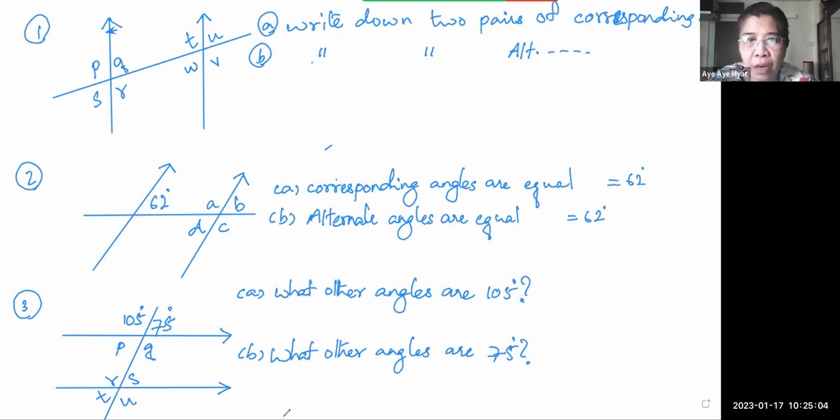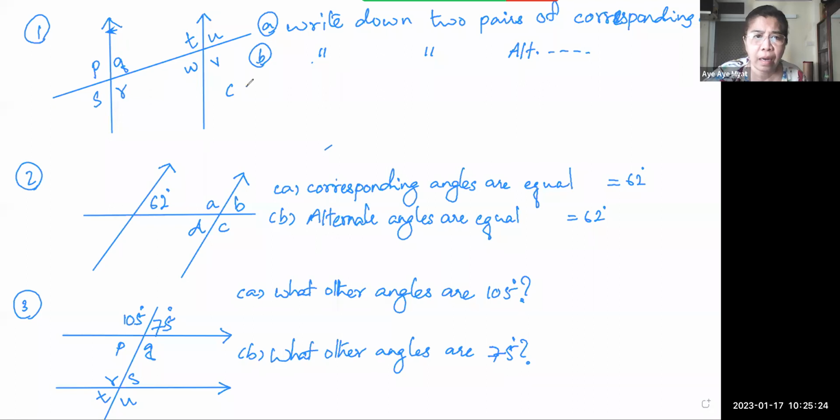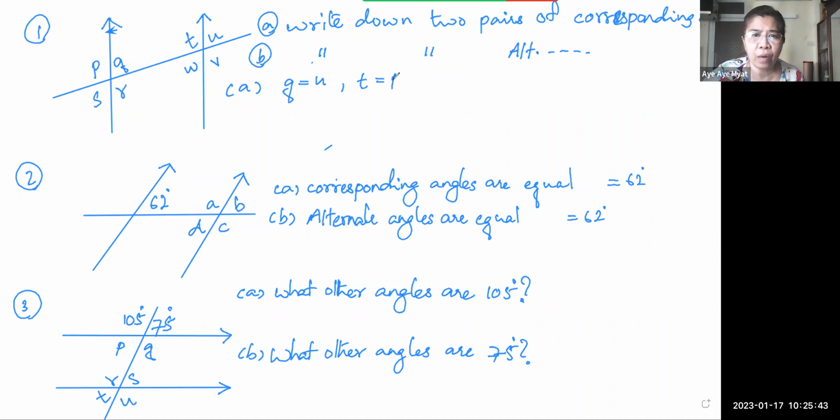Write down two pairs of corresponding angles. A equals U, T equals P. A equals U. Q equals U, the corresponding Q equals U. D equals U, D equals P. T equals B. Write down two pairs of corresponding angles.